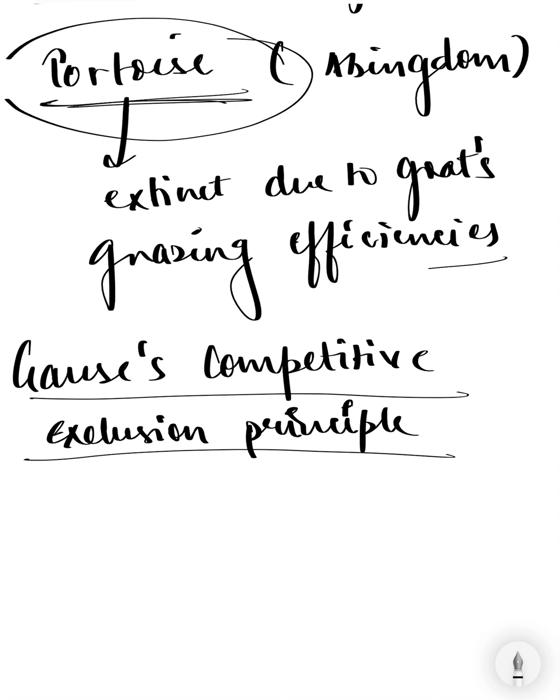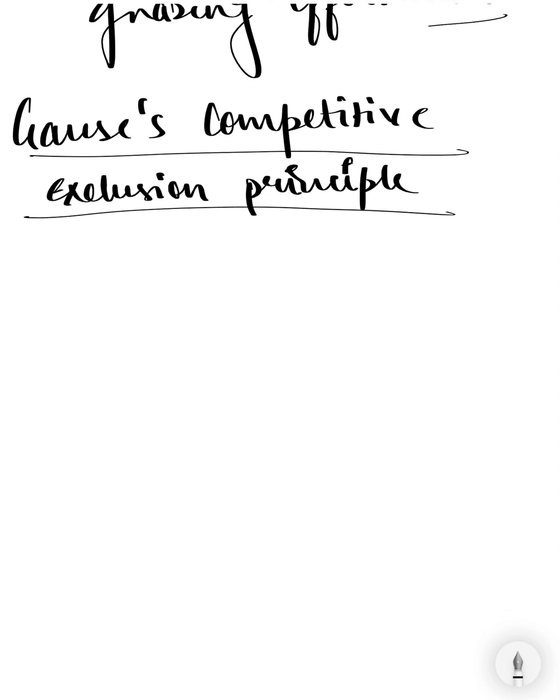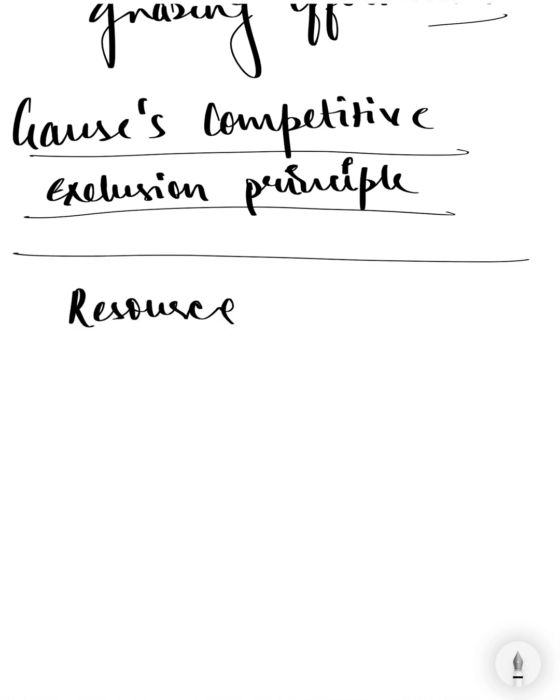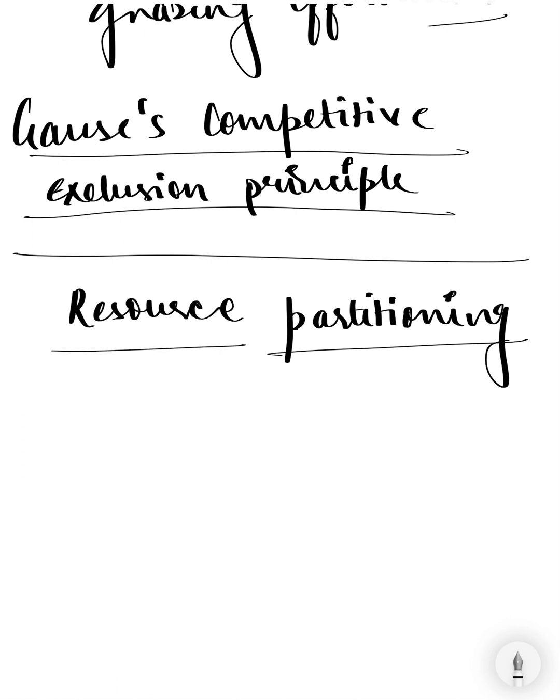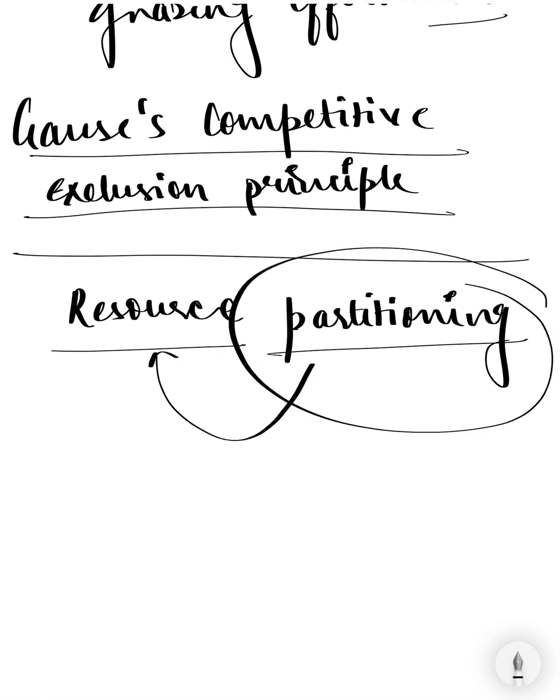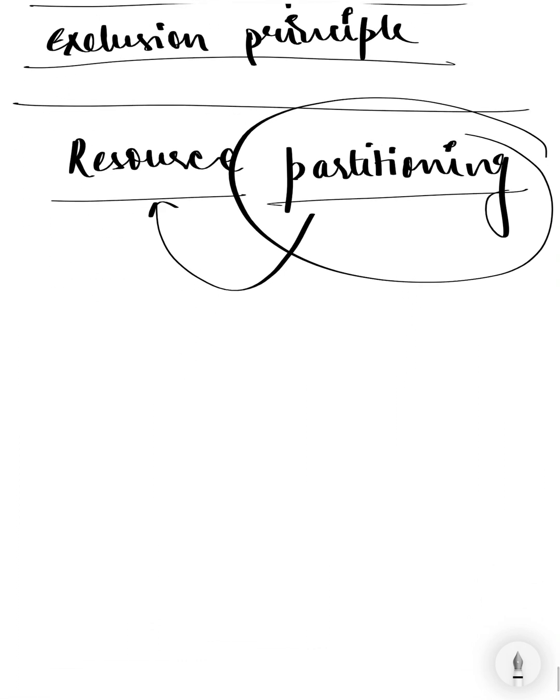But there is one compromise that two species can make. It is called resource partitioning. Resource partitioning means the resources are being divided among the species. This is an evolved mechanism that promotes the coexistence rather than the exclusion or extinction of one species.